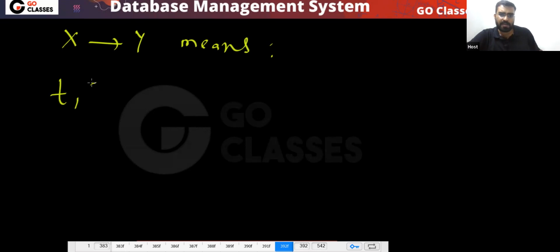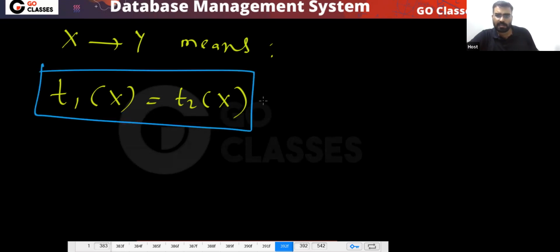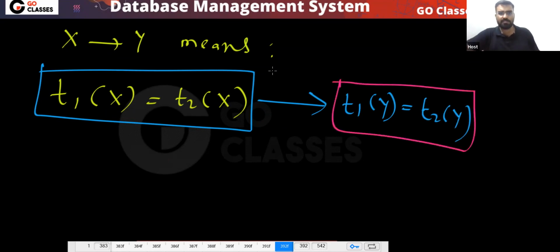This means that when two tuples have the same value of X, then they will have the same value of Y. If two tuples have different values of X, then we don't care. Then they may or may not be equal.